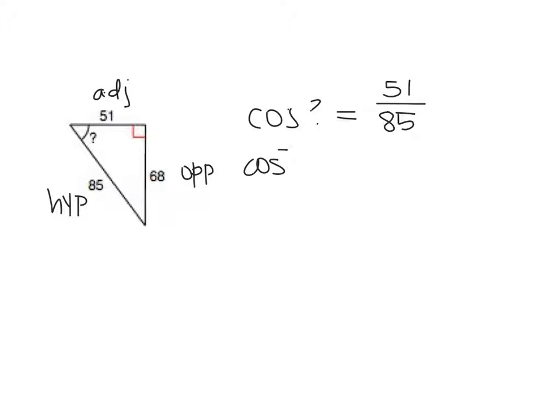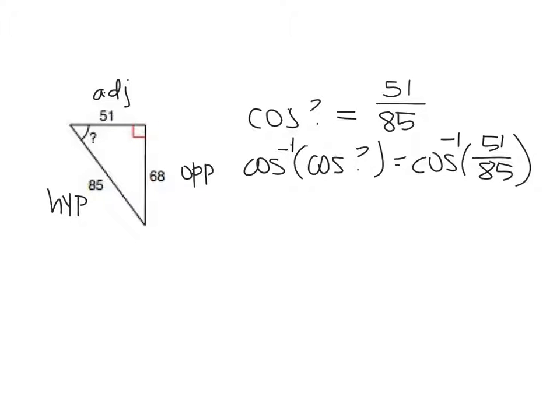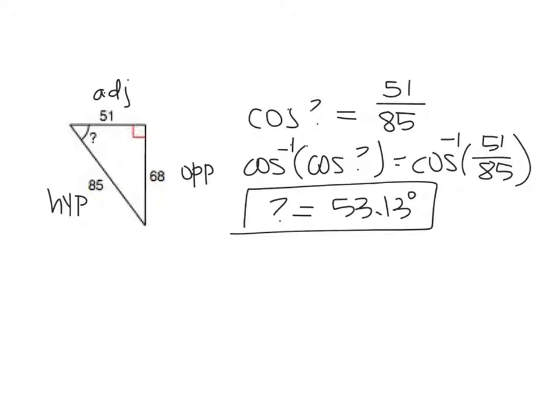So we're going to take the cosine inverse of both sides. And we get that our missing angle equals 53.13 degrees. Now, as long as you set up the trig ratio right for sine or cosine and tangent, they also would have ended up equaling 53.13 degrees.